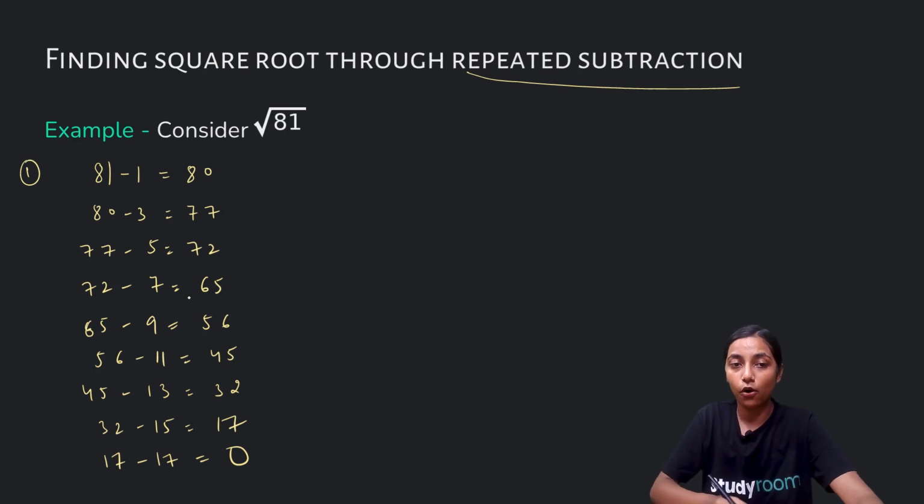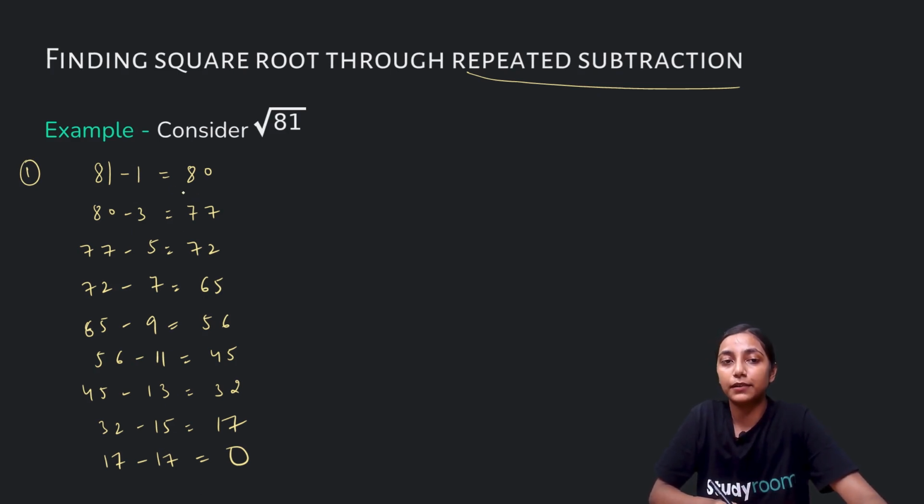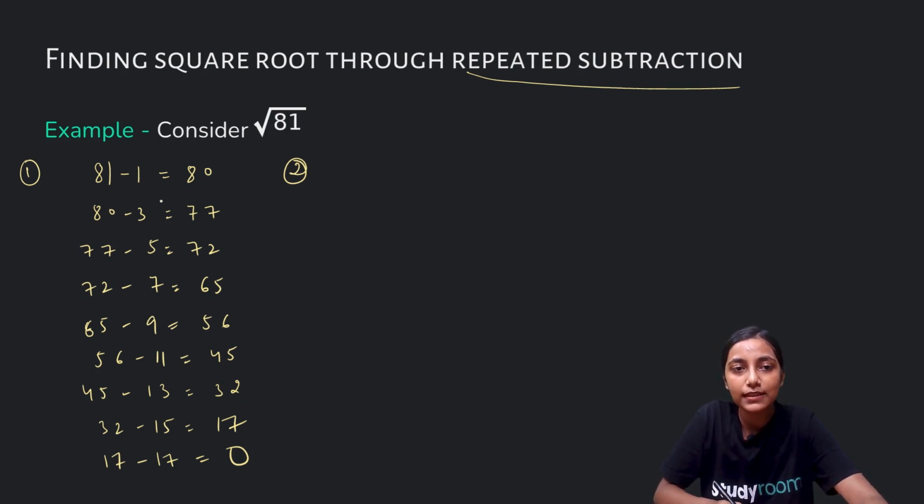The first step included all these steps because we had to subtract the consecutive odd numbers. Now since we got 0 at the end, we stop the subtraction, and the next step includes calculating the number of steps. The number of steps gives us the square root of this number. So just calculate how many steps are involved: 1, 2, 3, 4, 5, 6, 7, 8 and 9. This is what we had to find, the square root of 81.